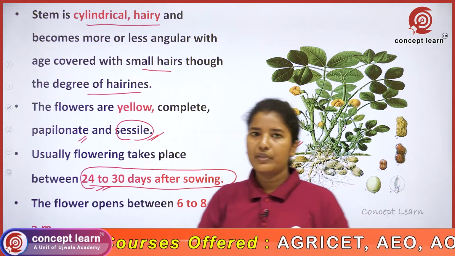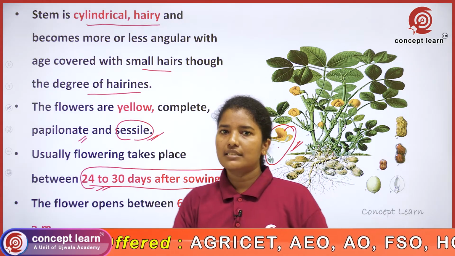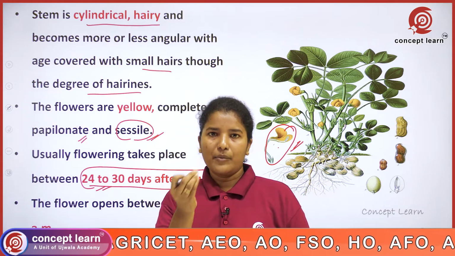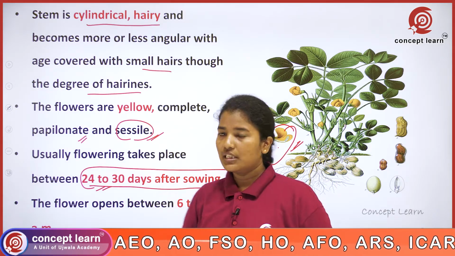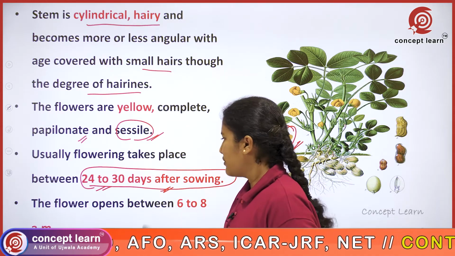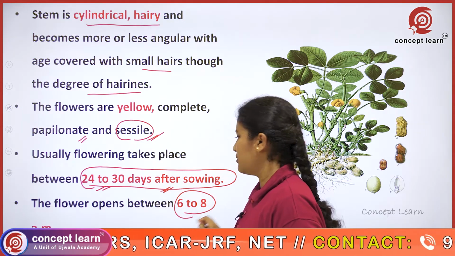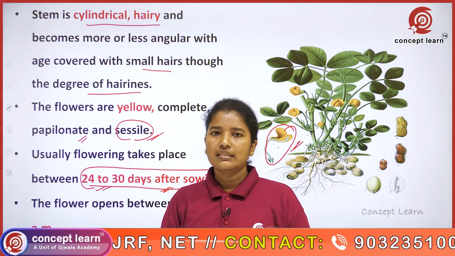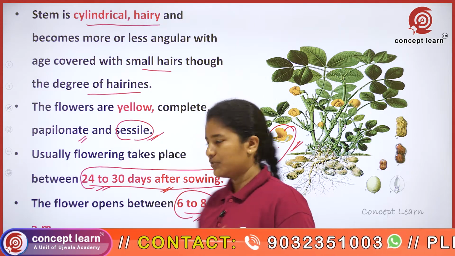So we have to remember here, nodules form on the roots after 15 days of germination. Flowering can be seen from 24 to 30 days after sowing, and usually the flower opens between 6 to 8 am, early in the morning.